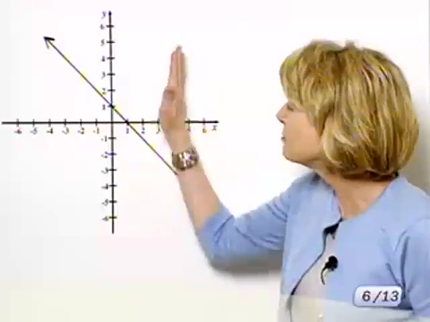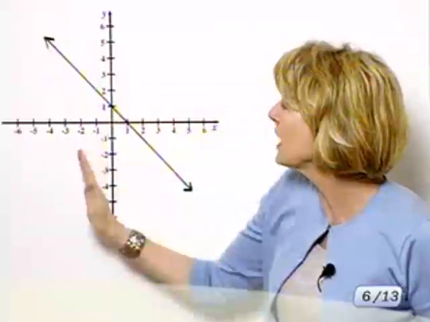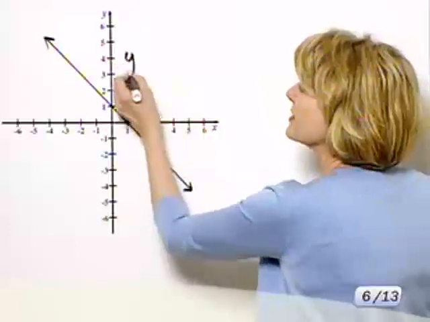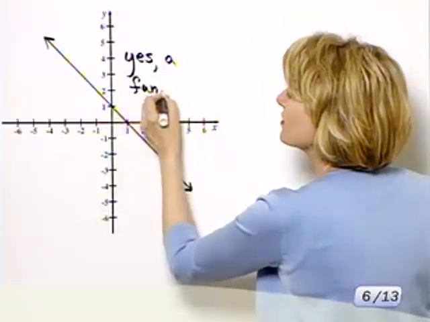Let's use the vertical line test to see if this represents a function. Can a vertical line be drawn so that it cuts or intersects this graph more than once? The answer is no. There is no vertical line that can be drawn that will intersect this graph more than once. So yes, this is the graph of a function.